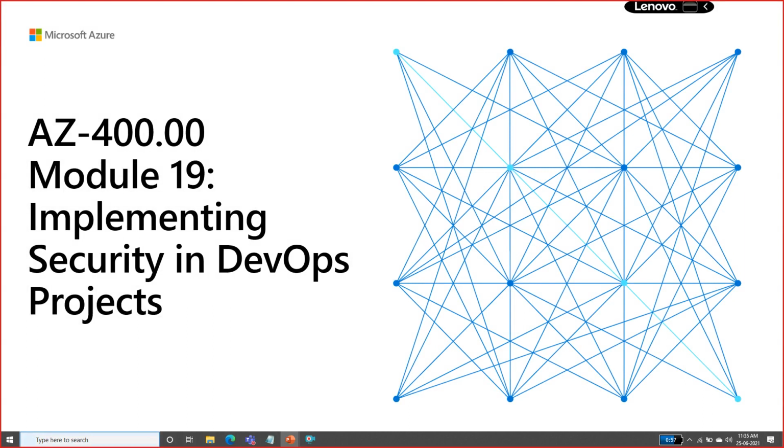This is module number 19 for the AZ-400, implementing security into your DevOps project. How can we go ahead and implement security into our DevOps? We are going to talk about another kind of security. Earlier we saw compliance, the compliance requirements of your application. This is also related to compliance and the security for your project.